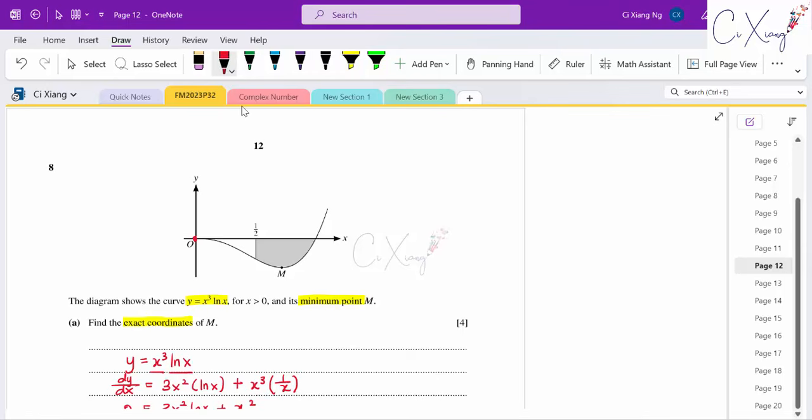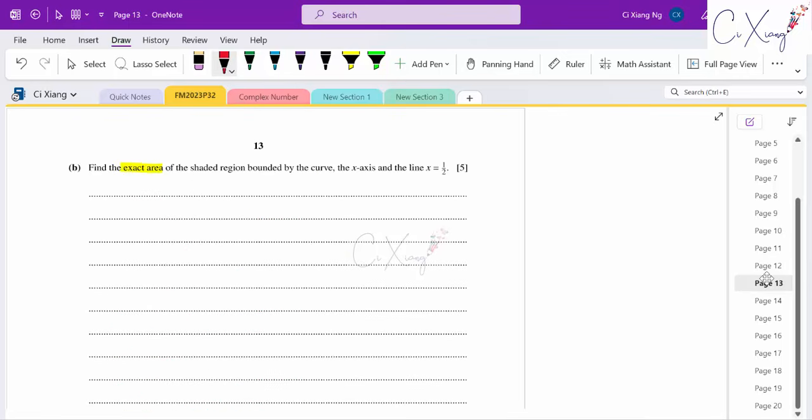They tell us that the area starts from x equals half, and we need to know what this x coordinate, the x-intercept, is. This is the upper limit for my integration later. I need to find out this particular point here, and only after that do I start the integration. So first of all, let us go back to the question. I'm having the equation y equals x power 3 ln x. Because I want to find the x-intercept, I will let y equal 0, where I get x power 3 ln x.